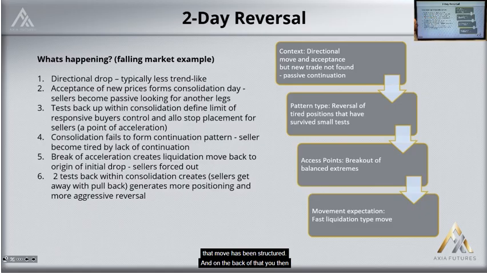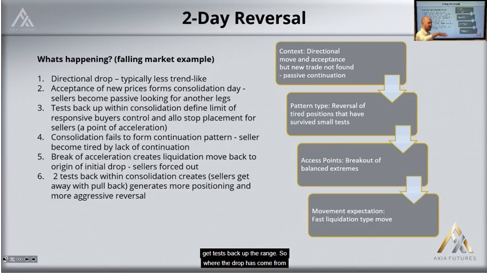And on the back of that, you then get consolidation. You get acceptance at these lower prices. So there's kind of an acceptance that the market has moved, so people will continue to trade down at those prices. But what then happens is you get this building of positions looking for continuation. And the issue that these people face is that without a continuation pattern, the market is going to struggle to keep on going. And so what happens is positioning gets tired.